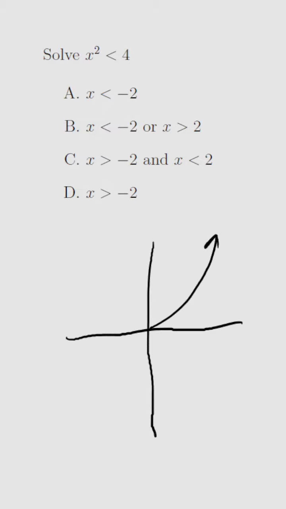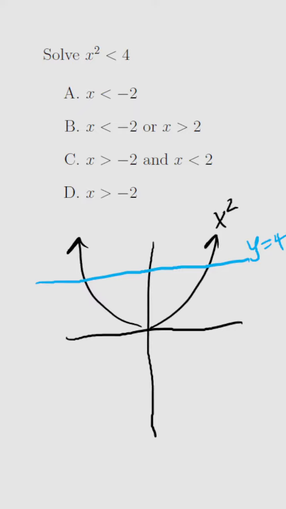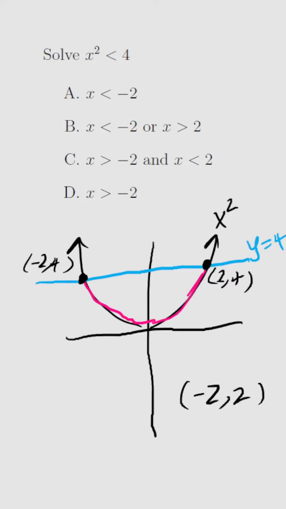If we have the graph of a parabola, x squared, and we're trying to find something that's less than 4, the only region that would work would actually be this region. And this region is -2, 4 to 2, 4. These would be the points on the parabola, right? And so our interval actually should be from -2 to 2, which is going to be answer choice C.